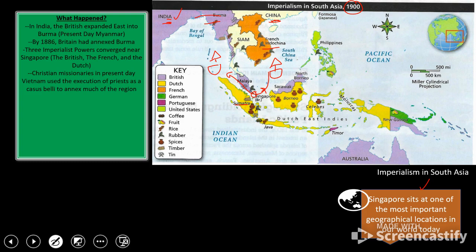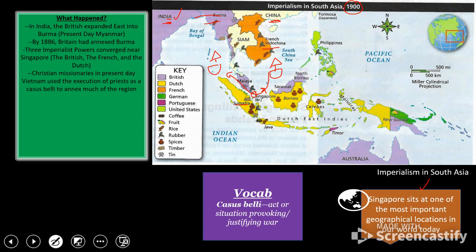Christian missionaries in present-day Vietnam used the execution of different priests as a casus belli to annex much of the region. This was the French. There was the spread of Christianity in that area, and several Christian missionaries were executed. The French used that as a casus belli, or an act or situation provoking or justifying war. And there was fierce resistance in Indochina, but eventually the French will take control of that area, the areas of Vietnam and Laos and Cambodia.